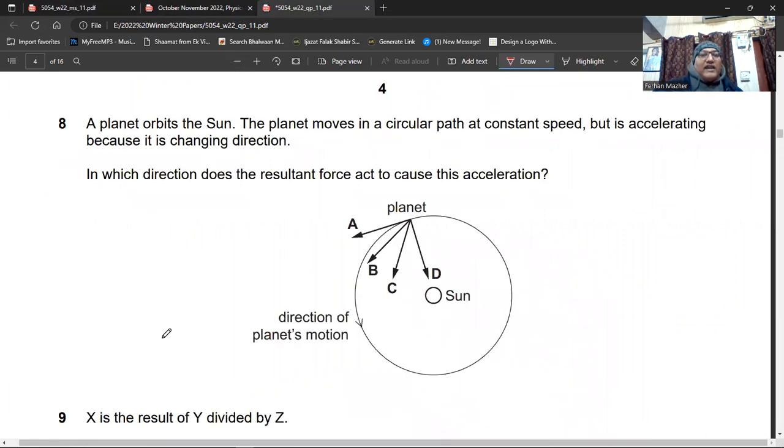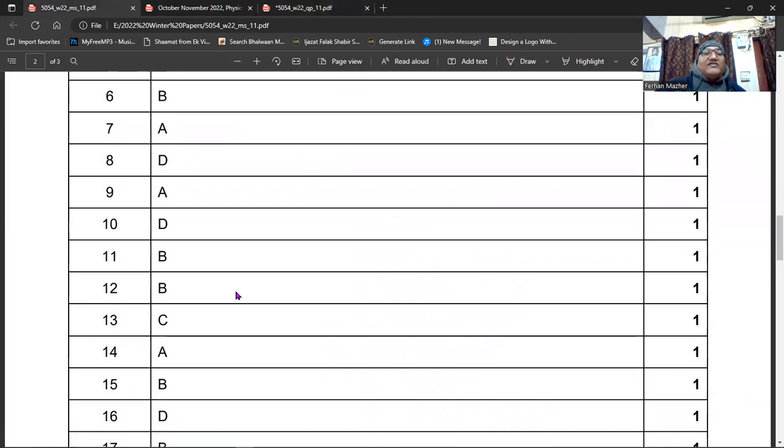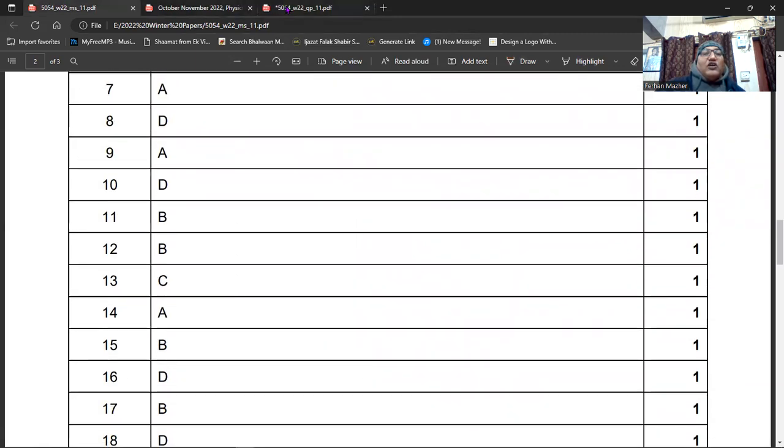Question number 8, we have a planet that orbits the sun. The planet moves in a circular path at constant speed, but is accelerating because it is changing direction. In which direction does the resultant force act to cause this acceleration? You see, the net resultant force is always towards the center of that circle in which the body is moving. So I think D is the best option, sir.